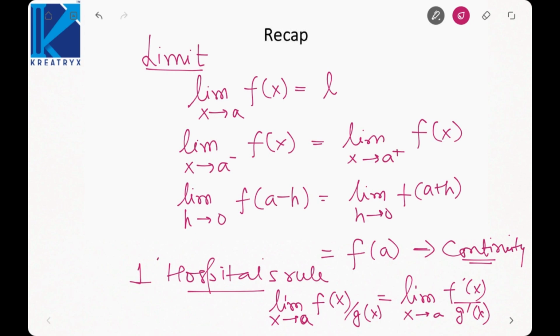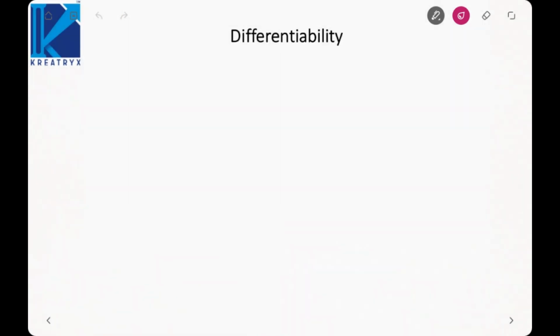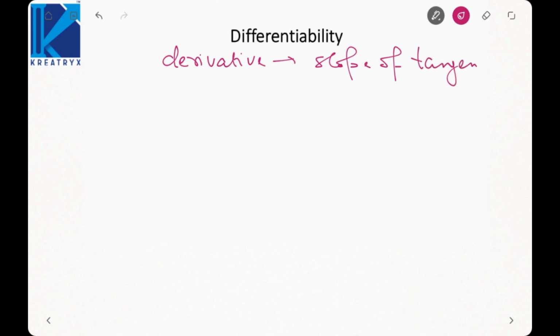In this lecture, we will talk about another important aspect related to a function, that is called differentiability. Differentiability means a function can be differentiated. Differentiated means its derivative exists. Now, what is a derivative? Basically, the derivative represents the slope of a tangent at a point.